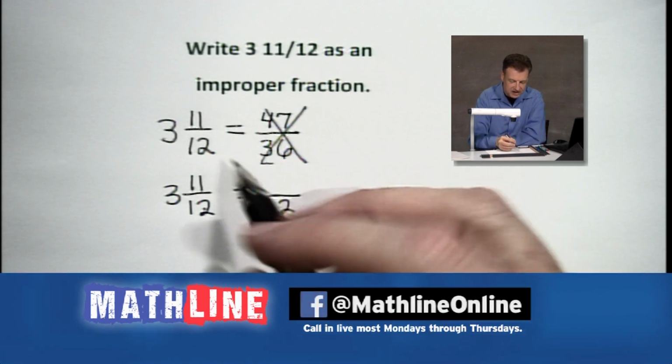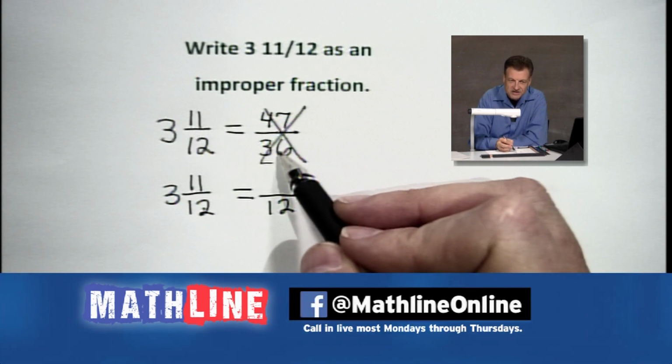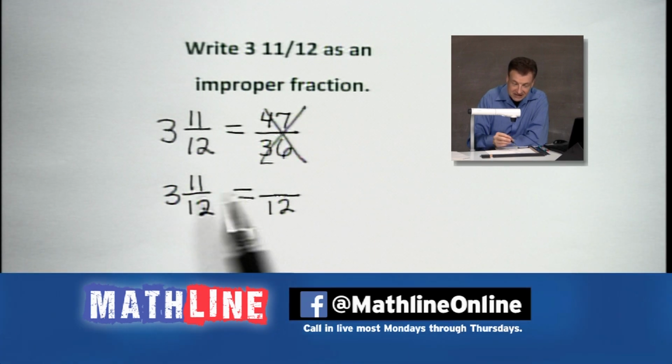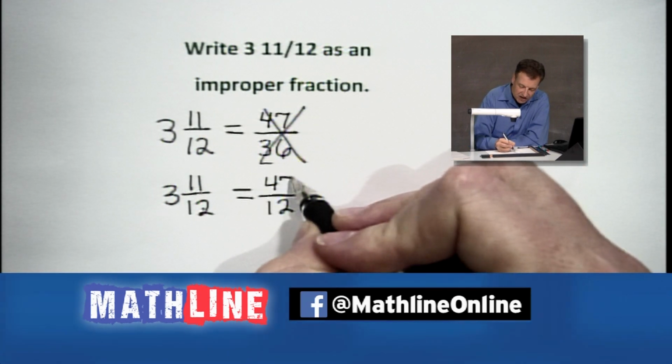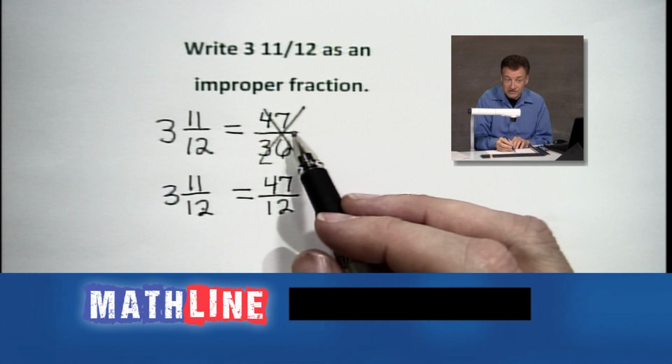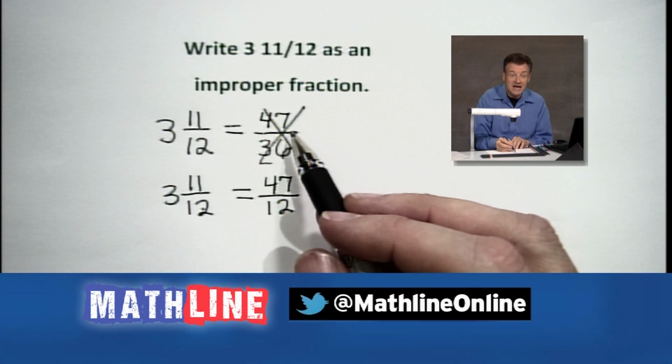Yes, there it would be. It's not 3 times 12 gives us 36 right here. It's 3 times 12 gives us 36 plus 11. The 47 goes over the 12. And by the way, if you were working backwards to check, you would have caught that little error and said, oops, I need to go back and fix that, don't I?